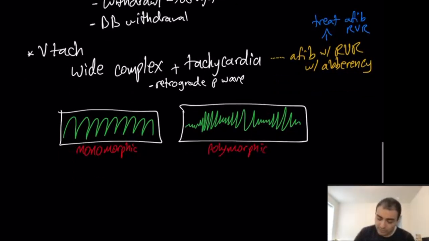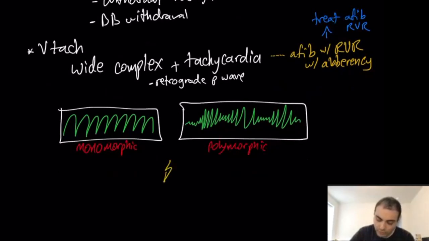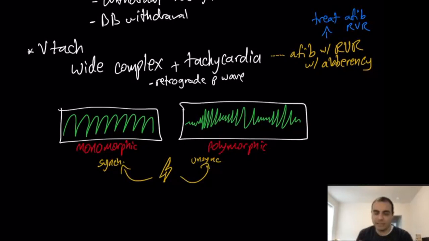Both of these can be treated with shock. But the shock for monomorphic is synchronized, while the shock for polymorphic is unsynchronized. What does synchronize mean? Synchronize means that you will sync the shock. So you will capture these R waves and then sync the shock to fire on an R wave, not on a T wave, because if you shock while the heart is repolarizing, you will induce VFib. While with polymorphic, you can't really sync, so you just give it anytime.